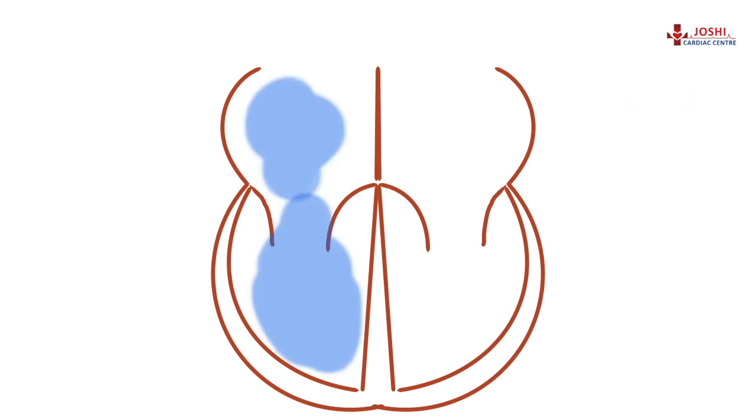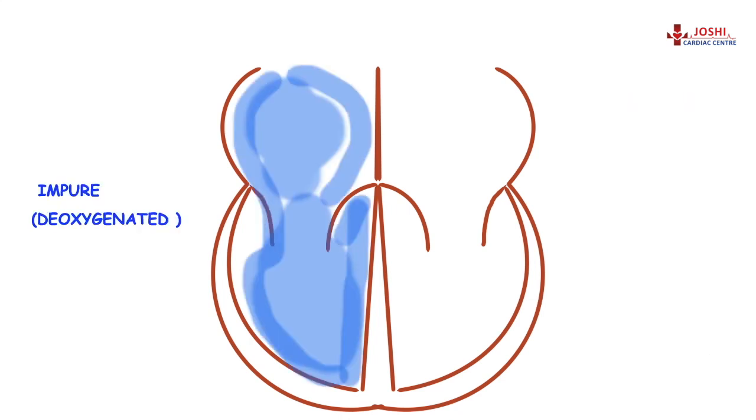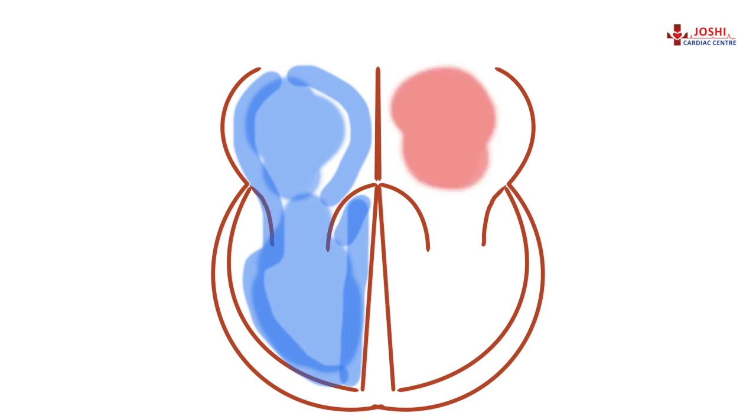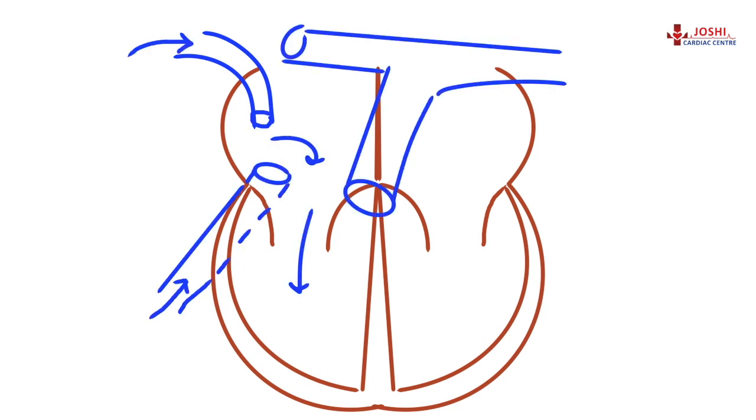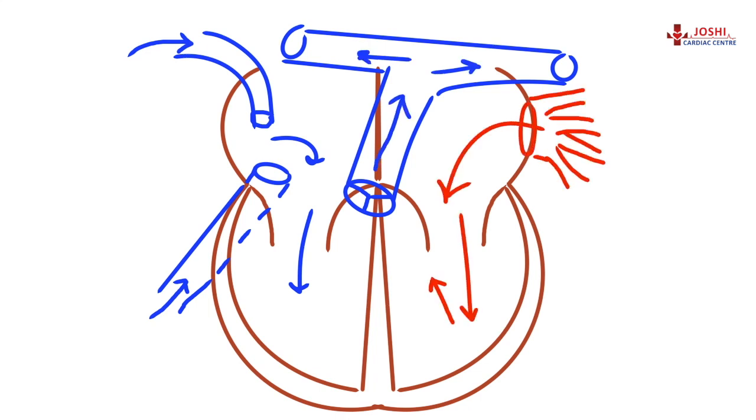The right side of the heart has all impure or deoxygenated blood. The left side of the heart has all pure or oxygenated blood. All impure blood enters the right side of the heart via these two veins. It is then sent to the lungs for purification. Purified blood reaches the left side of the heart. It is then pumped to the body for circulation.